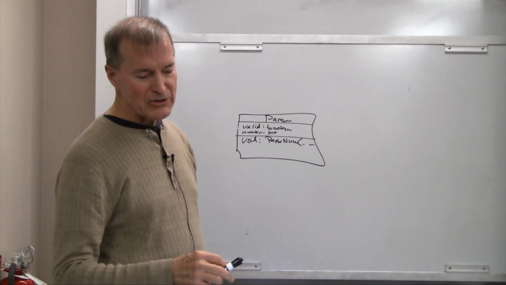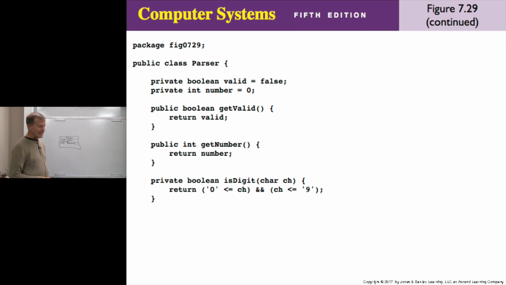And what does getNumber do? It just returns its number. There's a software engineering terminology for this. These are called getters, for obvious reasons. A getter returns the values of the attributes of the class. All right, is everybody clear? This is standard practice.